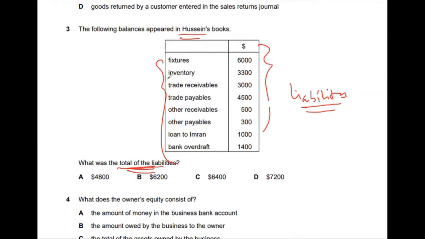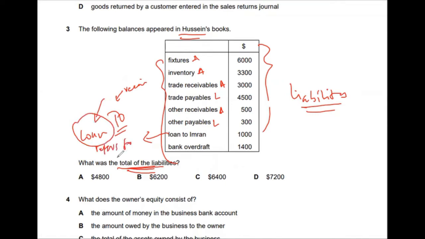All you need to do is identify, so the first step is to identify the liabilities in this case. This is an asset, this is an asset, this is an asset, this is a liability. Other receivables is an asset, other payables is a liability. Loan to Imran. Now, loan to is the keyword, so this is actually a receivable. This is not a liability, even though most students might get confused because loan refers to liability.